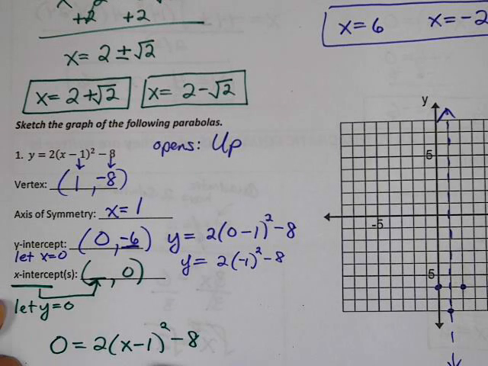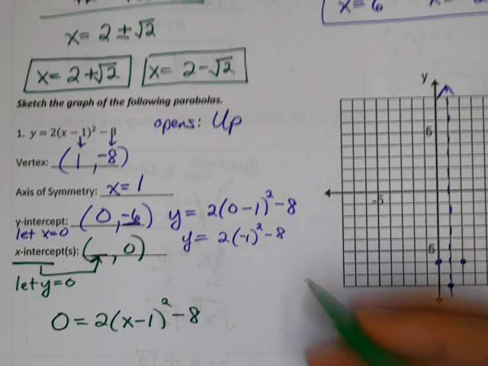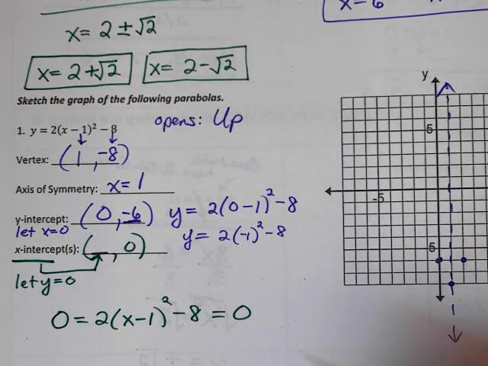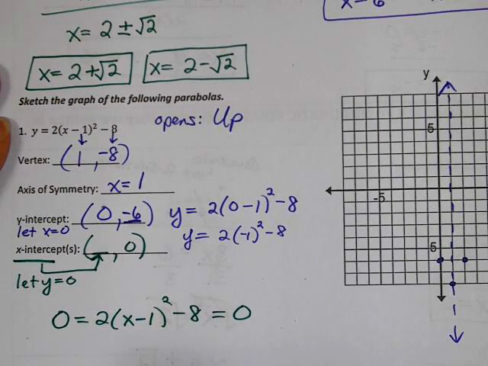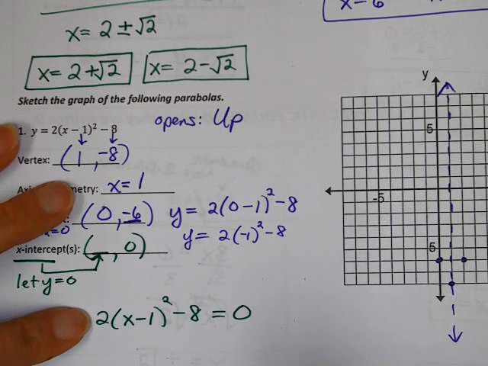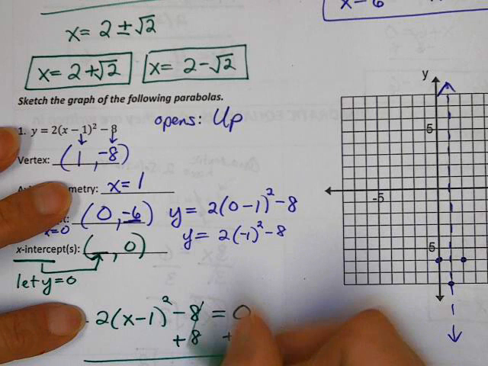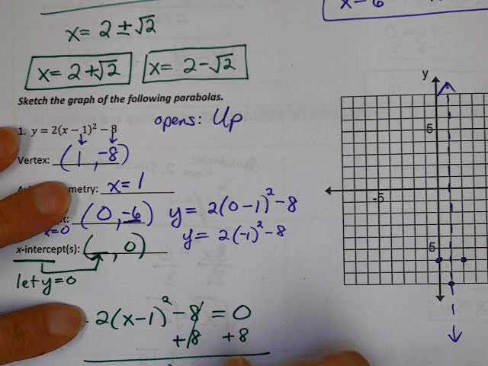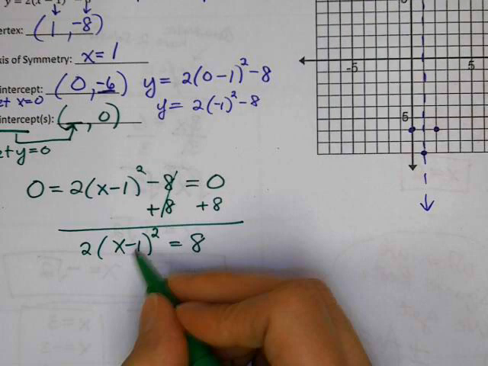Okay, it looks like I'm going to have to use some of my undoing skills. If you don't like the 0 on this side, did you know you can write the 0 on the other side? Some people like to work always to the right. It doesn't matter. You could say equals 0. So step 1 would be to add 8 to both sides. So 2 times the quantity equals 8. Perfect.